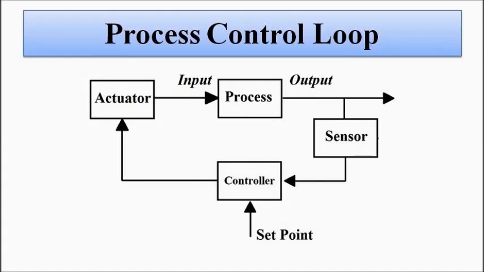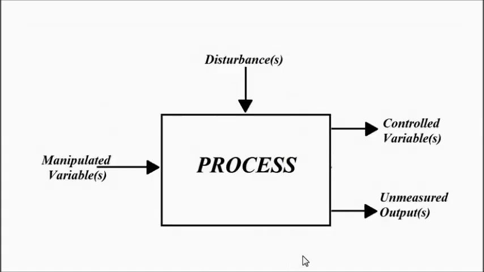Before that, we must understand what a process basically looks like. In a process, this whole block, be it anything starting from processed food manufacturing or manufacturing of any electronic gadget or anything, the input which is used to get the output which we want, which is varied or adjusted, that is called the manipulated variable.